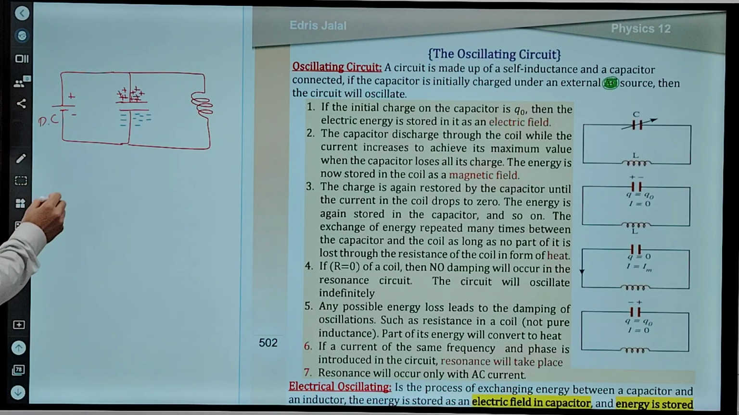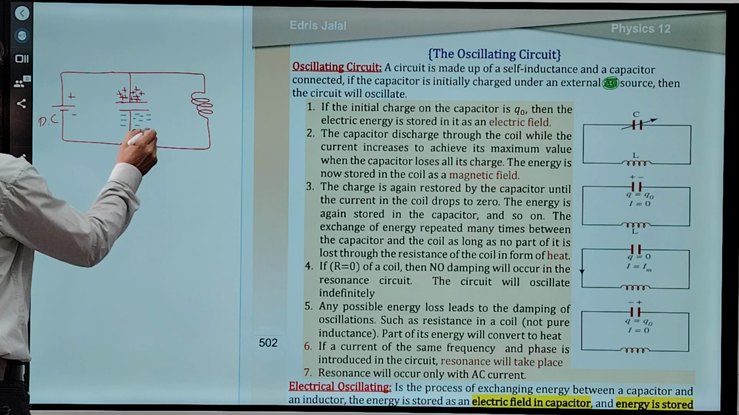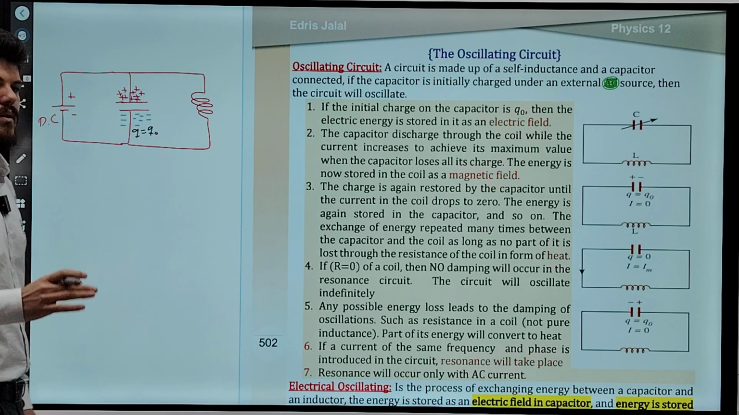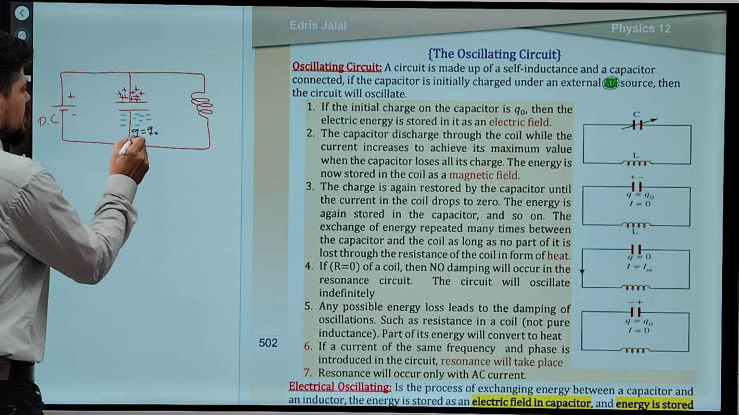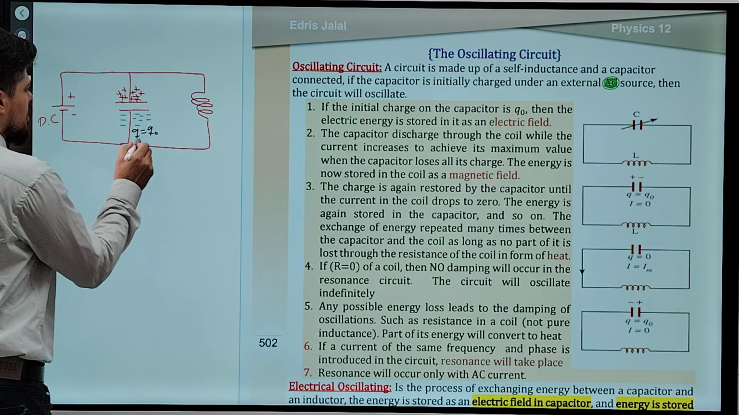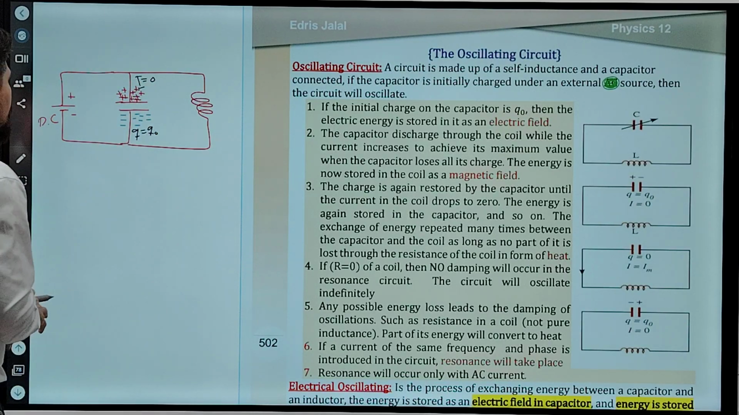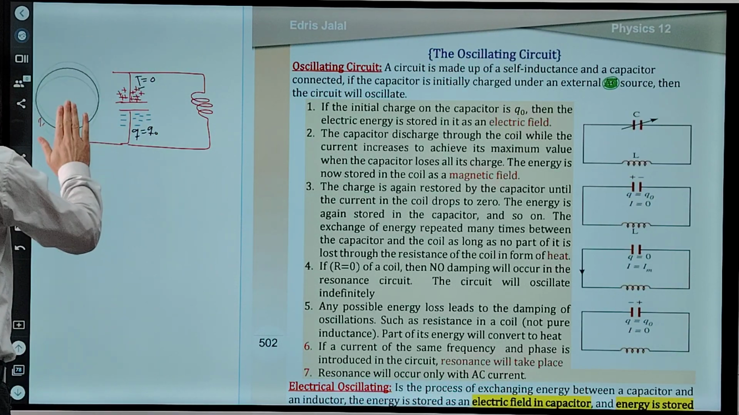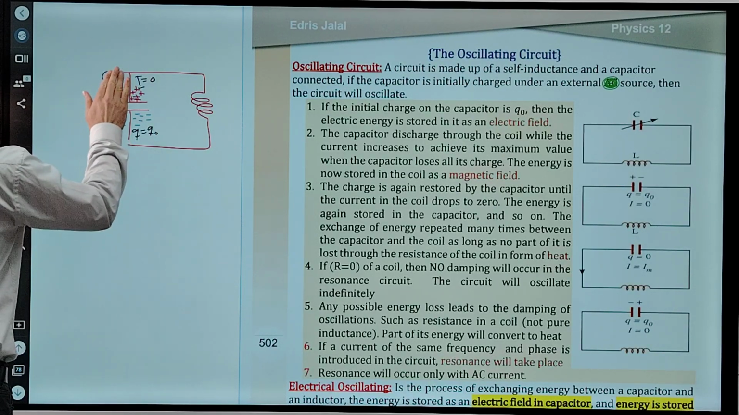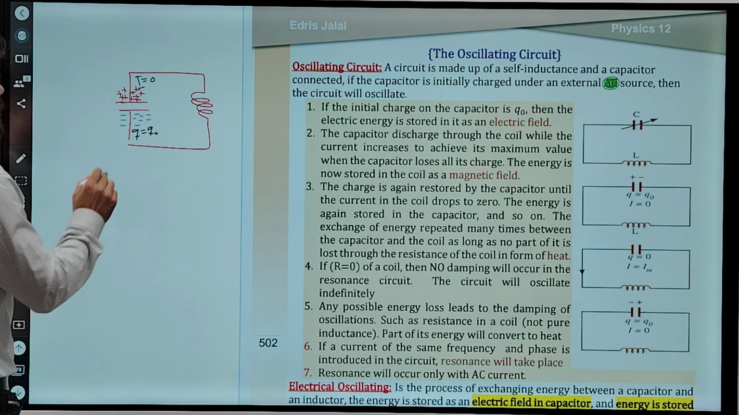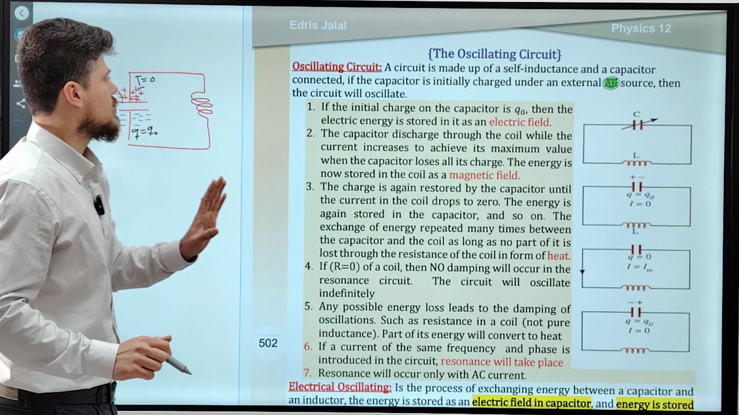Now the capacitor is charged. Q is equal to Q naught. It means that the capacitor is charged under the DC source and the flow of the current is zero. Now we can remove the source. What remains? Only the capacitor and the coil of inductance.